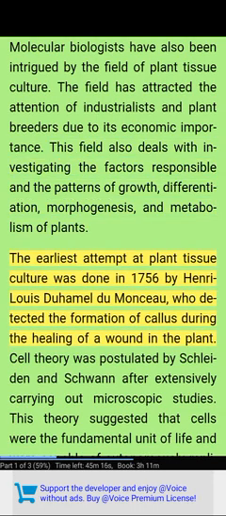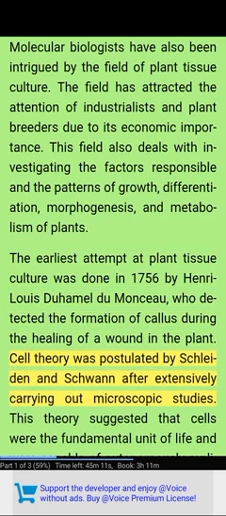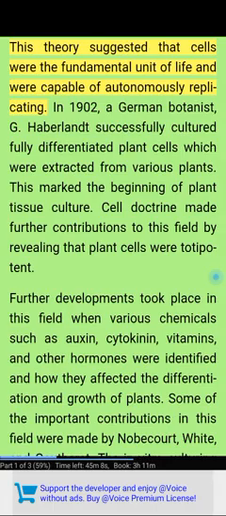The earliest attempt at plant tissue culture was done in 1756 by Henri Louis Duhamel du Monceau, who detected the formation of callus during the healing of a wound in the plant. Cell theory was postulated by Schleiden and Schwann after extensively carrying out microscopic studies. This theory suggested that cells were the fundamental unit of life and were capable of autonomously replicating.